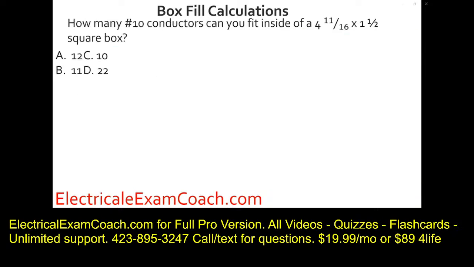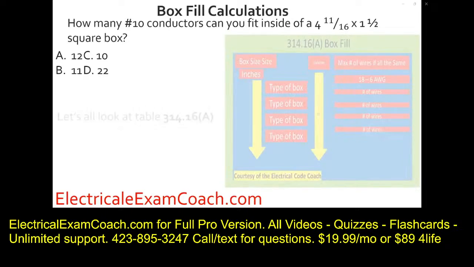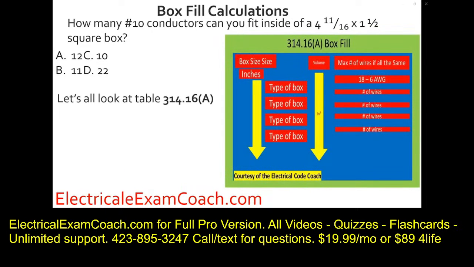How many number 10 conductors can you fit inside of a 4 11/16 by 1.5 inch square box? It's the same process, just looking at it differently. We're going to go ahead and come to our table, 314.16a. We're going to find our gauge conductor. We're going to come down and find our box. Make sure we cross back over, and we find that we can fit 11 inside of this box.